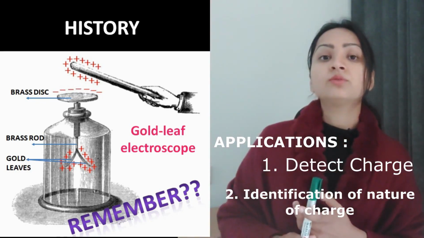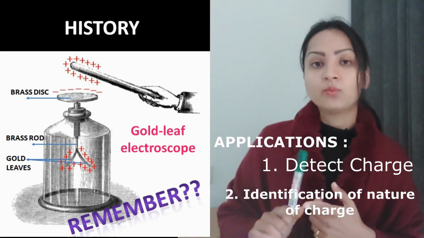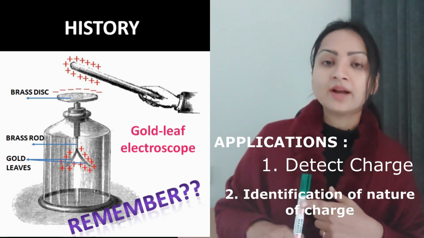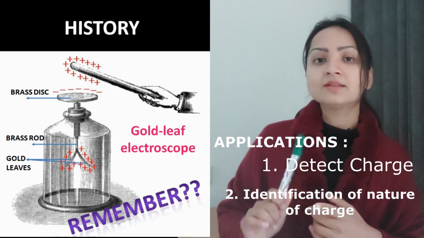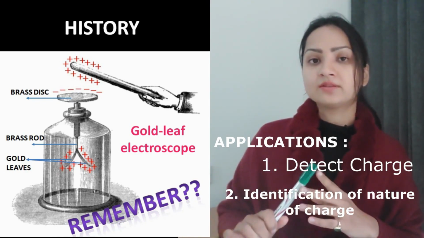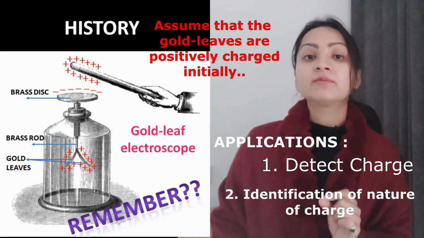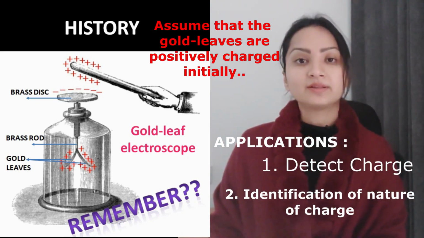So in this case, you need to first charge your electroscope. Once you have done this, you will know that your leaves are positively or negatively charged. In either case, since the leaves will acquire like charges, they will repel. So the next step will be to bring that charged object near the brass disc.